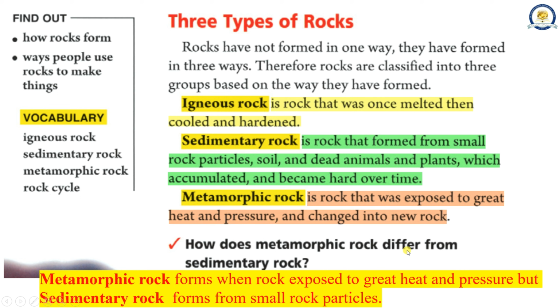How does metamorphic rock differ from sedimentary rock? Metamorphic rock forms when rock is exposed to great heat and pressure, but sedimentary rock forms from small rock particles.